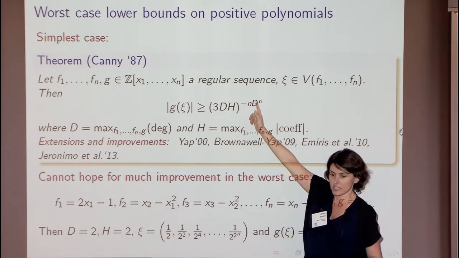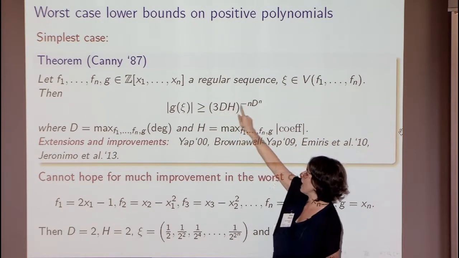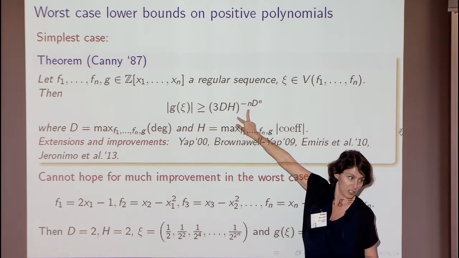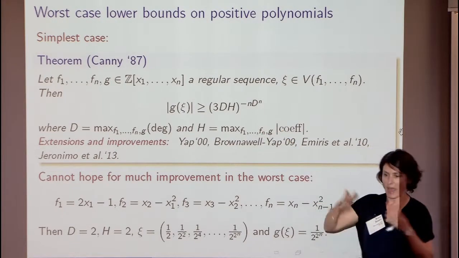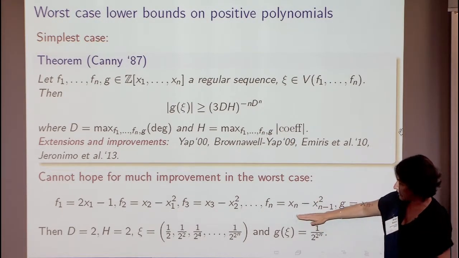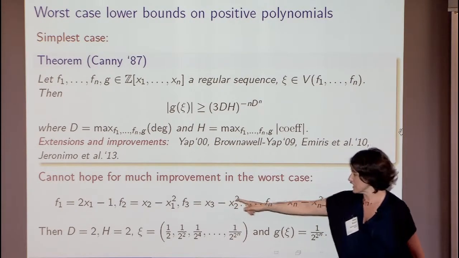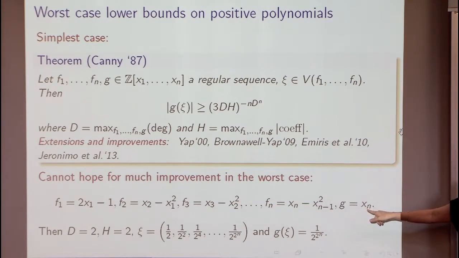And he gives, you can see that these lower bounds are, well, the size of them are exponential, right? So the magnitude is double exponential. And a very simple example shows that in the worst case, you can actually get that. So here, this system is n plus 1 polynomials in n variables. The height of this polynomial is at most 2. The degree is also 2.